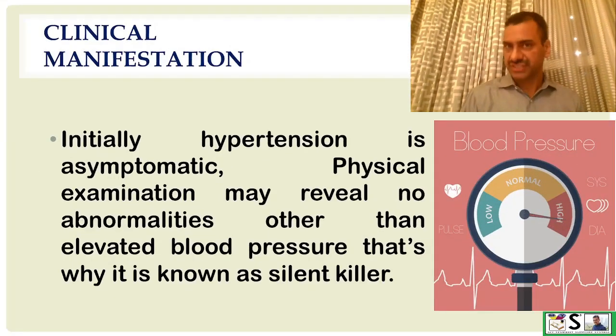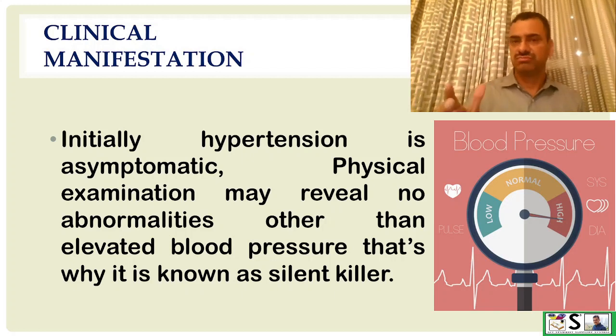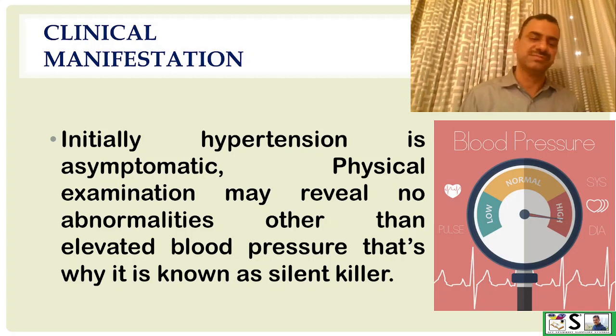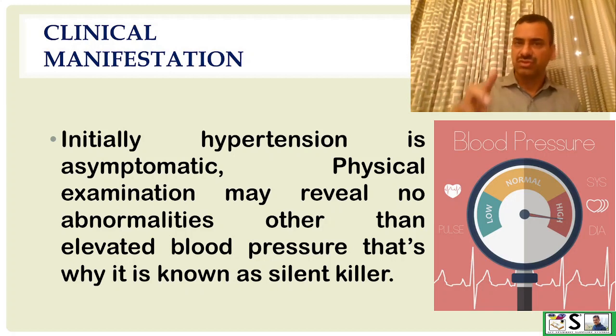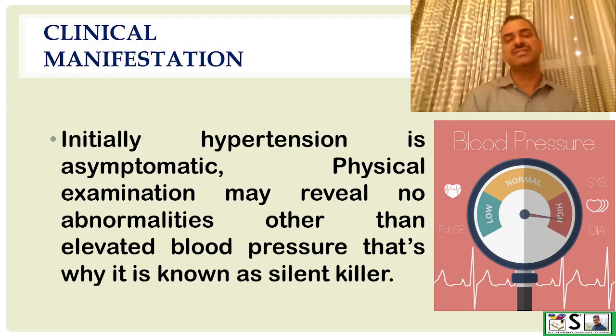What clinical manifestations occur? As I have just explained to you, it is a silent killer. It doesn't tell what the clinical manifestations are initially. So we can say that initially hypertension is asymptomatic, but later on signs and symptoms may appear, and the only sign that appears initially is increased blood pressure, and you come to know only when there is a routine checkup.